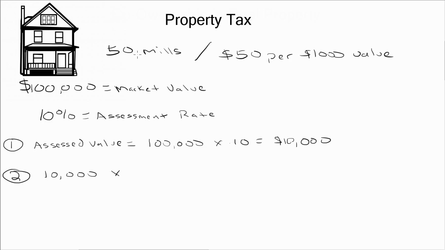In order to do that, 50 mills, we've got to go 3 decimal places to turn it into a decimal. 1 place is tens, 2 places is hundreds, 3 places is thousands. And whenever there's a gap, you put a 0. So quite simply, 50 mills as a decimal is 0.050, which then gives us a tax bill of $500 a year.